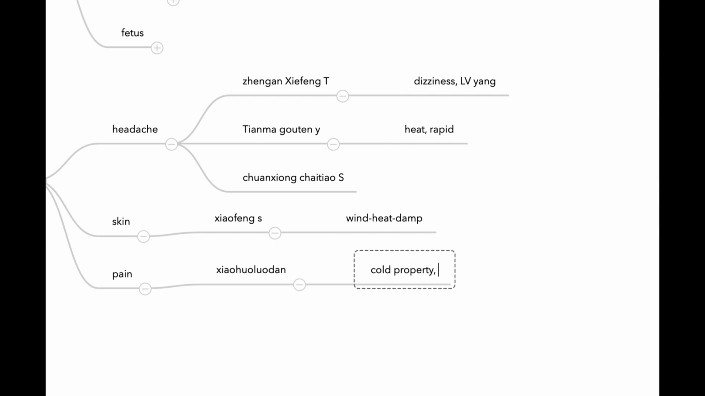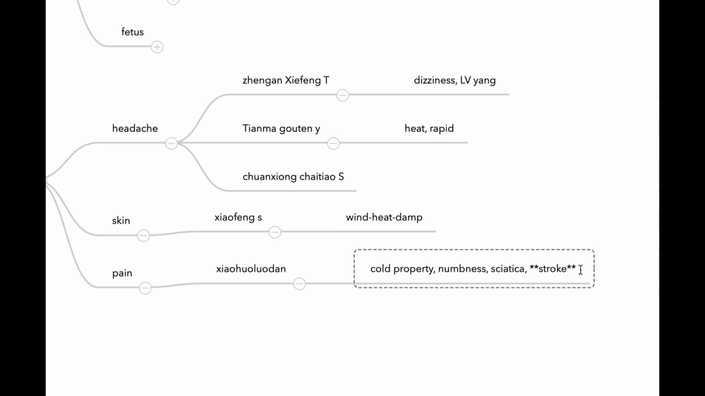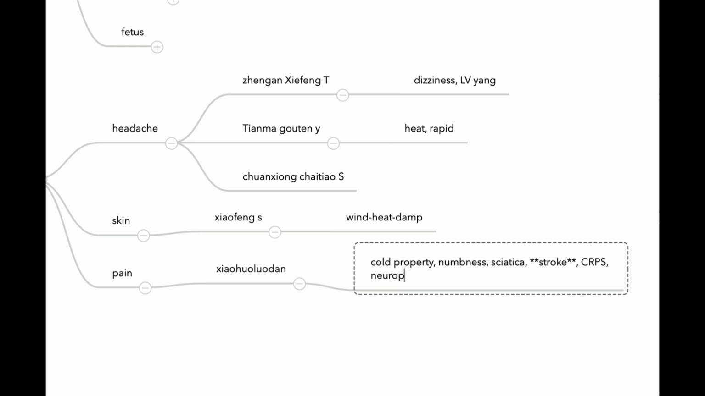In terms of the nature of the pain, numbness. So in the clinic, I use this for sciatica or pain after stroke. This one will be given as a hint. Stroke, after stroke. And in my practice, I use this formula for CRPS, complex regional pain syndrome, neuropathy, any kind of neuropathy, even fibromyalgia.